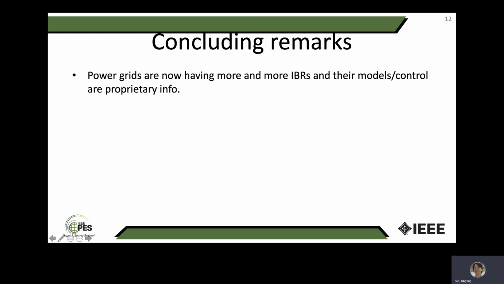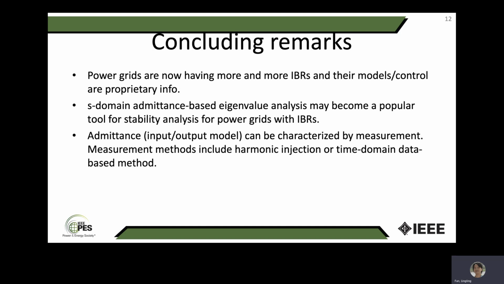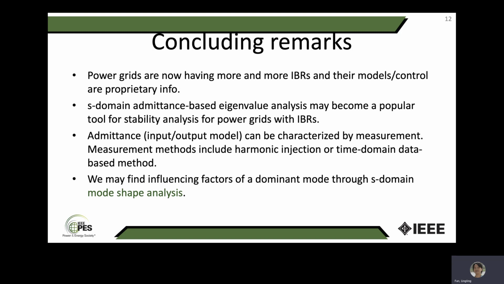The concluding remarks include the following. Yes, the power grid now has more and more IBRs, and their models and controls are proprietary information. These are the challenges. However, we are able to use measurement-based admittance eigenvalue analysis, and we foresee that perhaps this kind of tool can give us leverage to do more eigenvalue analysis, and we can do lots of different things.